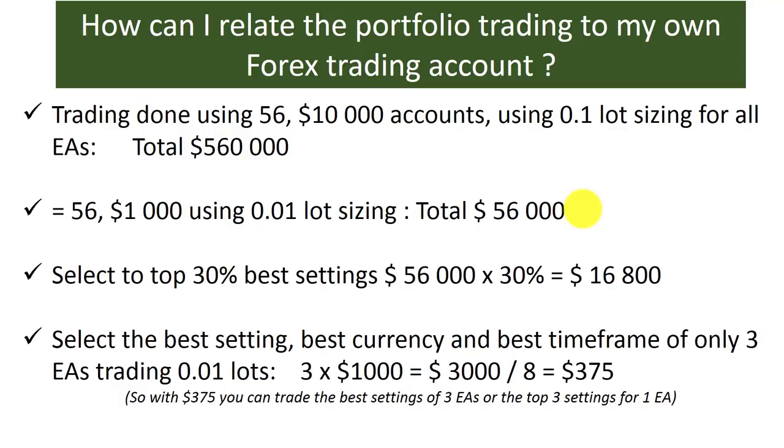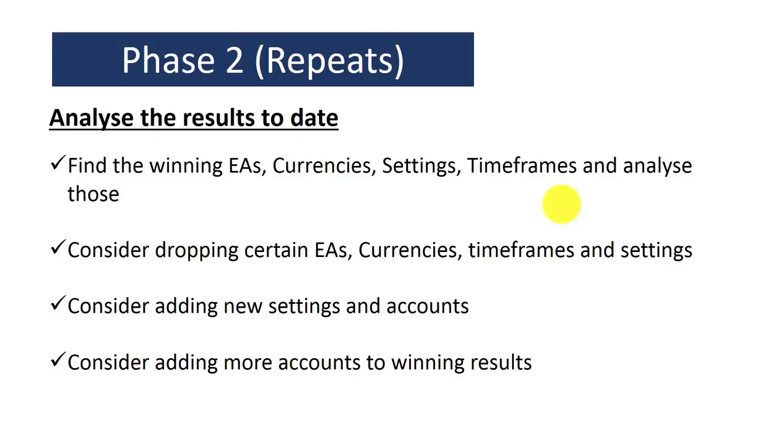Now I hope this has helped you to bring the total portfolio, this huge portfolio of $560,000, into perspective, into your own situation, where you can trade it with an account with a couple of $100 in it. So now let's move on to phase 2, and phase 2 is a repeating phase.